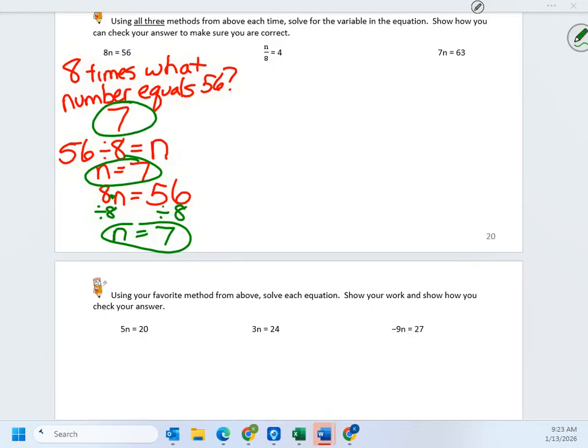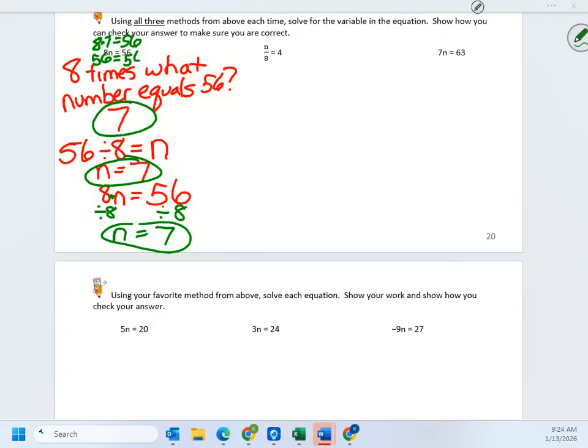Now I'm going to check my work. How do I check my work? Michael? Do it backwards. Jeff? Kind of like plug it back into your equation. I'm going to plug 7 in for n. So I'm going to go up here and I'm going to say 8 times 7 equals 56. 8 times 7 is 56.